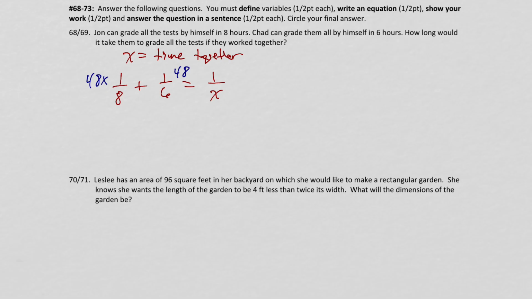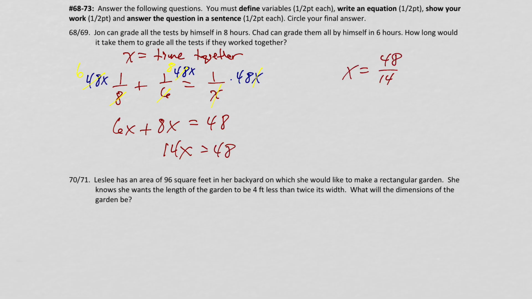The reason why is because now when I cancel, I just get the other number. So I don't have to think much. This goes in 6 times, this goes in 8 times, and these x's cancel. So this gives me 6x, this gives me 8x, and this is 48. So x is equal to 48 over 14, which is 24 over 7. So this is 2 3/7, and this was in hours.